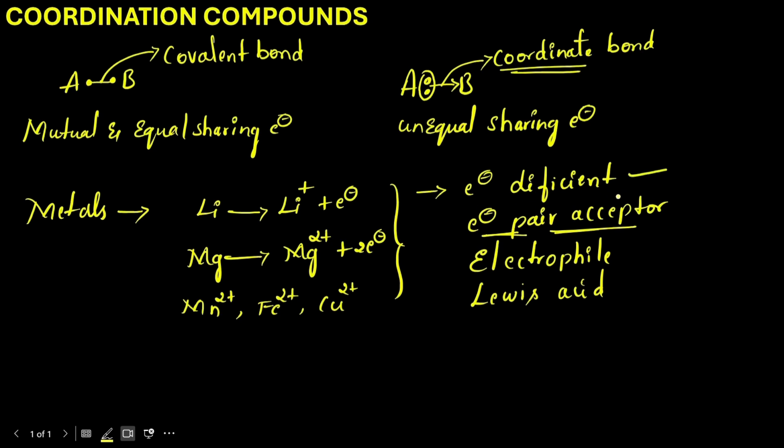So, metals are electron deficient, and since they are electron deficient, they accept a pair of electrons. Therefore, they act as electron pair acceptors. Since they accept pairs of electrons, they also act as electrophiles and as Lewis acids.